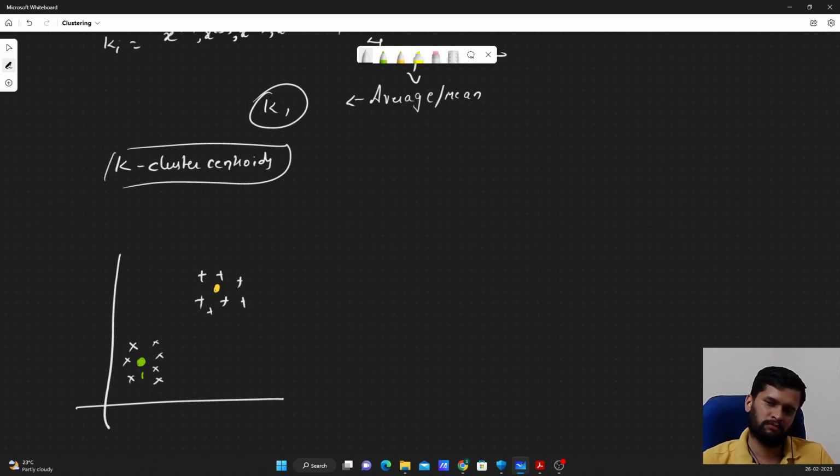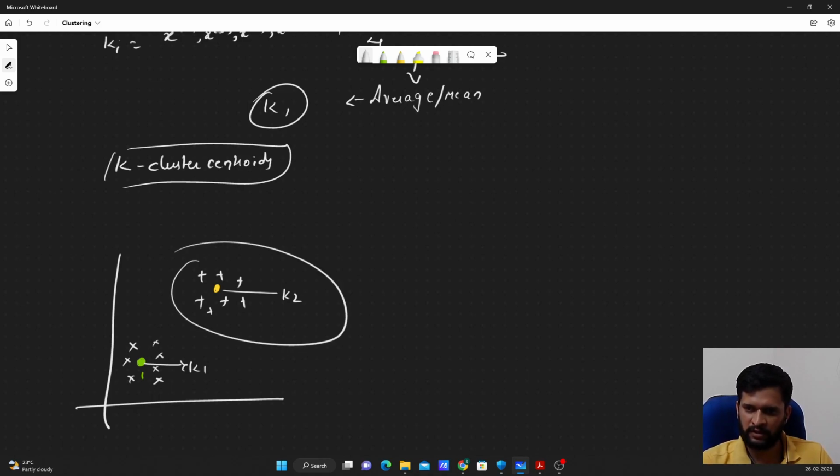Now, after assignment, if we calculate the mean value of the data points, we will again get the same as this particular cluster centroids, right? So let's call it K1 and K2. When there is no further movement of the cluster centroids, we will stop the process. At this point, we would have achieved a perfect clustering of our given data points.